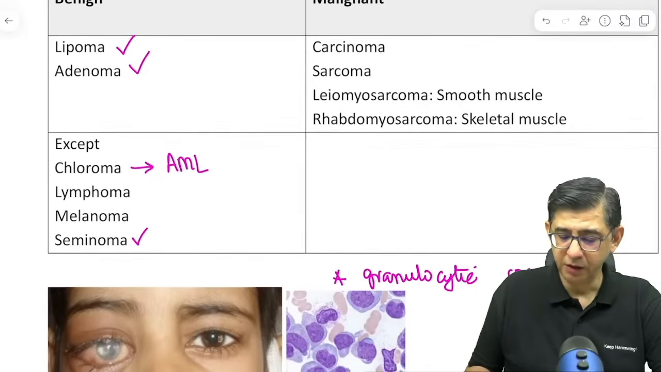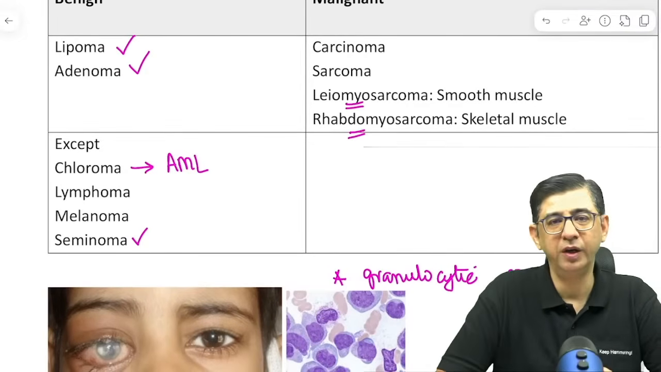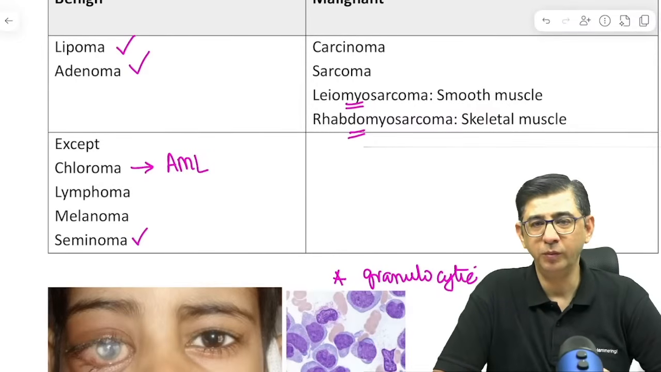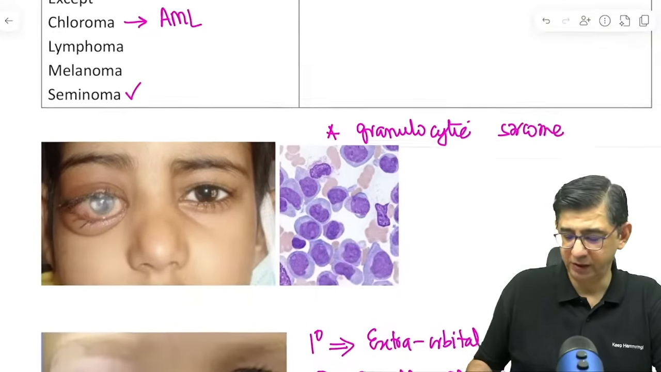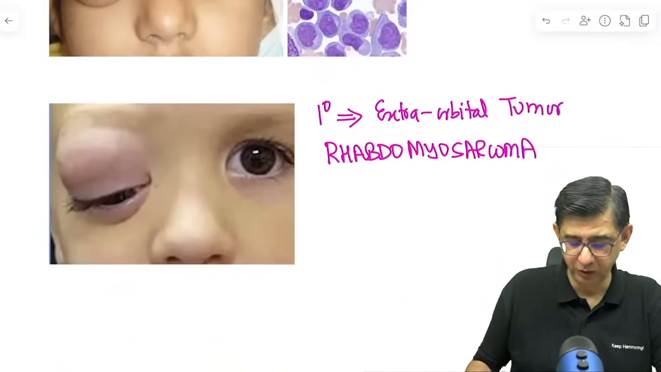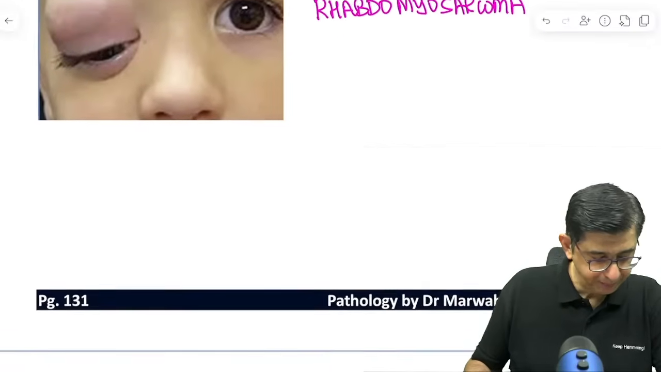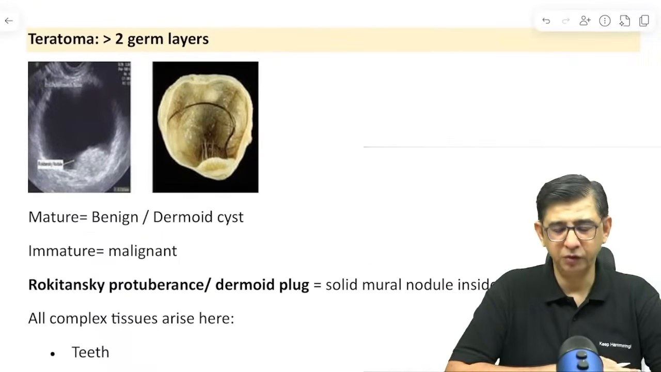Then leiomyosarcoma or rhabdomyosarcoma, those terms I also wanted to clarify. Leiomyosarcoma is what you read for the intestine, and rhabdomyosarcoma is for the skeletal muscle, like the one that I just showed you at the moment. Rhabdomyosarcoma is an extraorbital tumor with respect to children. So good, that one is sorted. Then comes your favorite question.